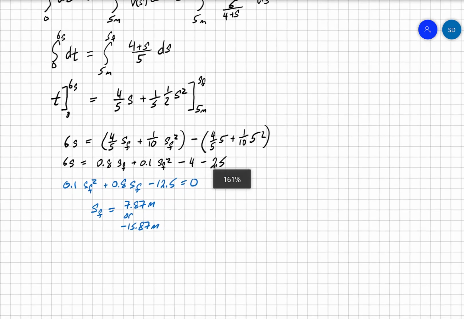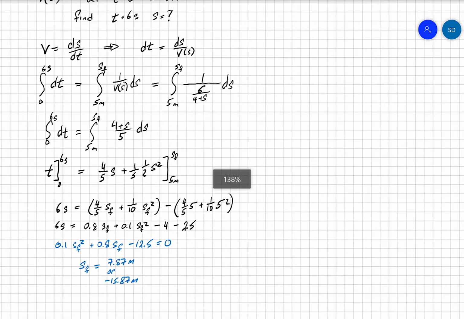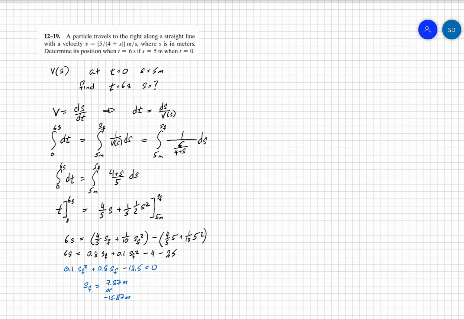Well, we should go back and take a look at the initial discussion that says the particle is traveling to the right along a straight line with a given velocity. So that means we have a particle here, and it's moving this way in a positive direction. So we'll assume that to the left is positive s. And then we take a look at its velocity term. So v as a function of s equals 5 over 4 plus s.